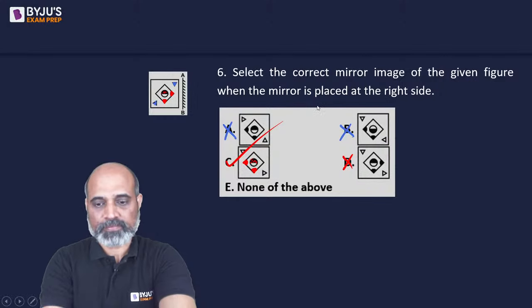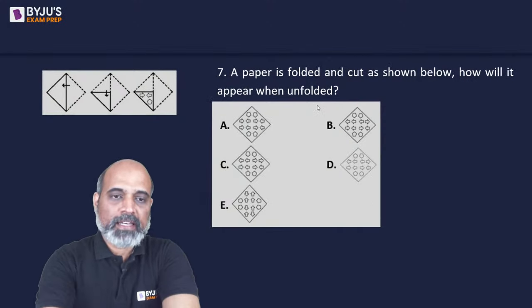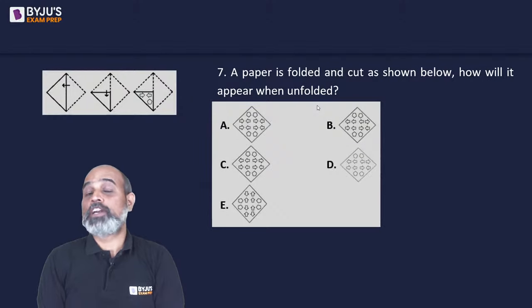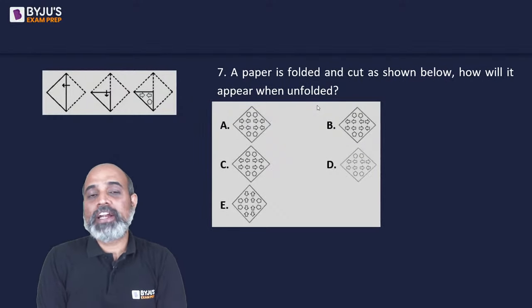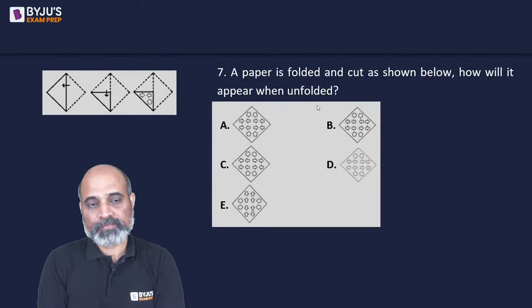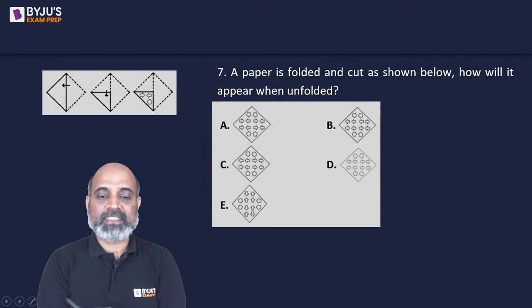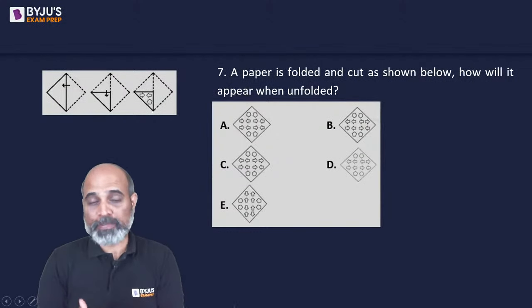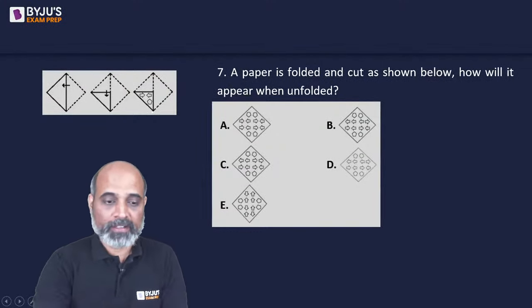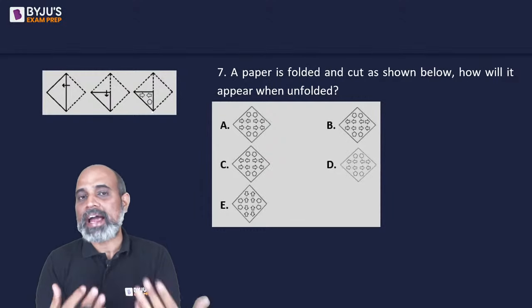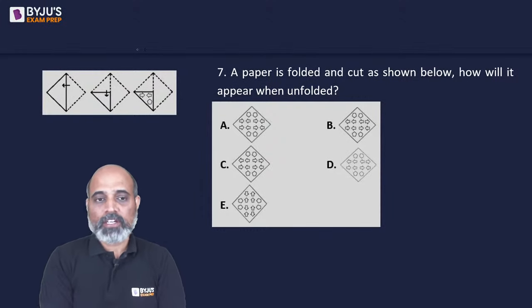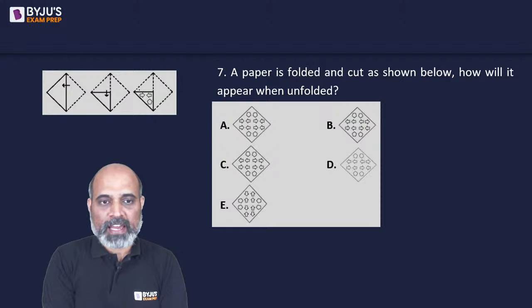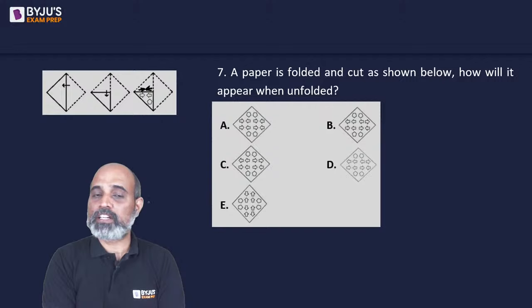Good. Next one, folding of paper. A paper is folded and cut as shown below. How will it appear when unfolded? Right? So it's easier when you can draw on the figure itself. जब आप इसको rough sheet पे करोगे तो आपको दिक्कत आएगी, right? So obviously I'm at an advantage over here. Since we have an arrow, I'm supposed to have an arrow like this. इसका mirror image ऊपर की तरफ होगा.